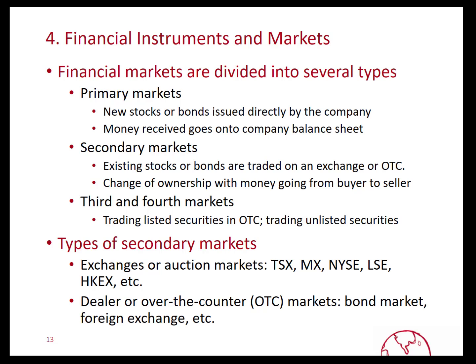There are other markets called third and fourth markets, which tend to be less liquid, smaller, and typically for unlisted securities or over the counter. Now, trading can take place in two types of secondary markets. It can either go through an exchange, such as the Toronto Stock Exchange, the Montreal Exchange, or the New York Stock Exchange. These may also be called auction markets. Or it may go through a financial intermediary, such as a dealer. Or you could trade directly over the counter with your counterparty. One pension fund could trade directly with an insurance company, for example.